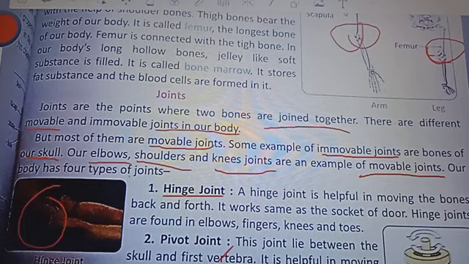Hinge joints are found in elbows, fingers, knees and toes. You can see that elbows can come front and back, isn't it? Our fingers also work in the same way. But they cannot move in another direction. We can fold our elbows to the front, but we cannot fold our elbows to the back. In the same way, our fingers, our knees and our toes.